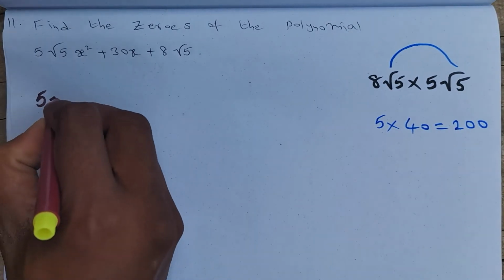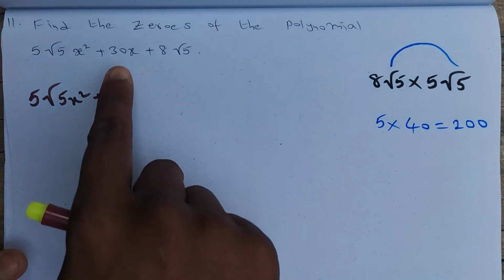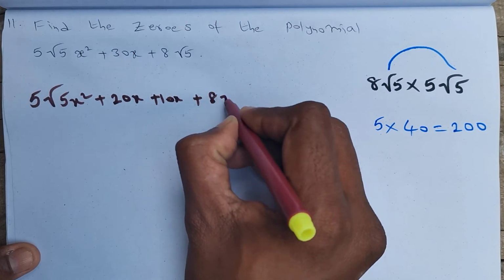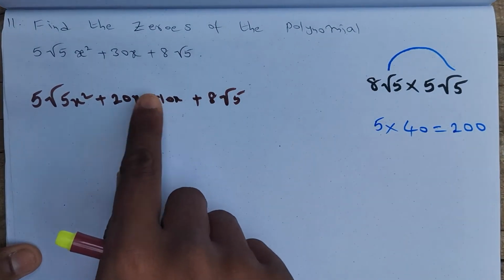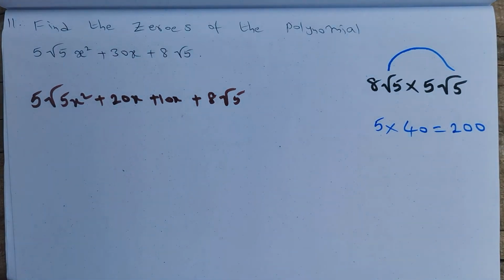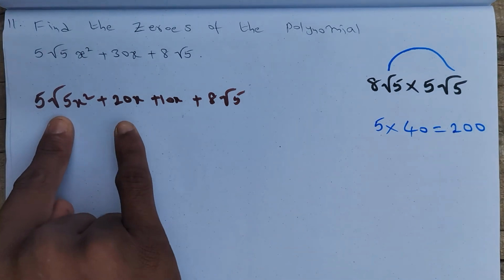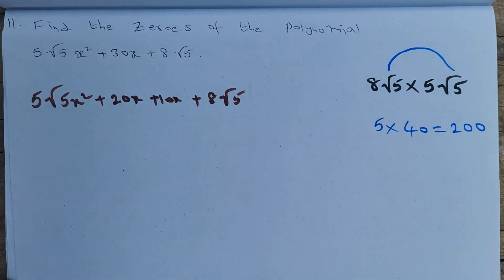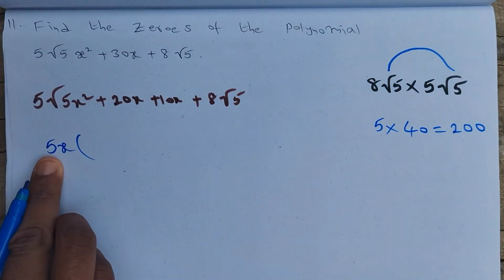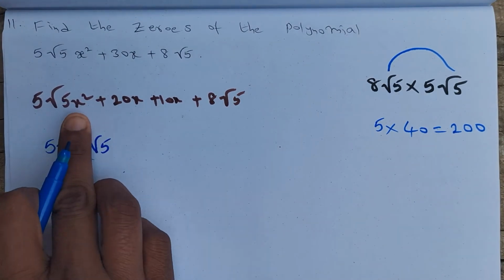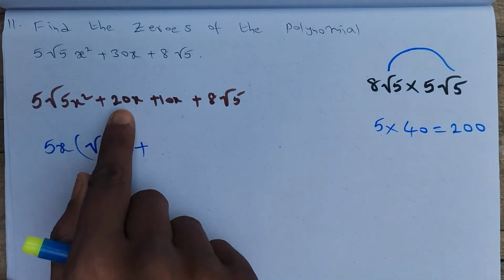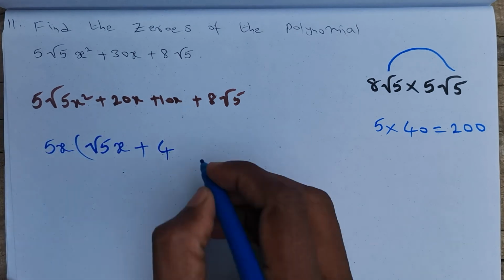First term 5 root 5 x square as it is, plus 30x. I am writing it as 20x plus 10x plus 8 root 5, because 20x plus 10x is 30x, and 20x into 10x is 200x square. Now from the first term as well as from the second term, I will take 5x common. Here 5 is there, here 5 completed, here one more root 5 is extra. Here x square is there, here x completed, so one more x will remain, plus 20. In the 5 table, where will you get 20? 4s. Here x is there, here x completed.